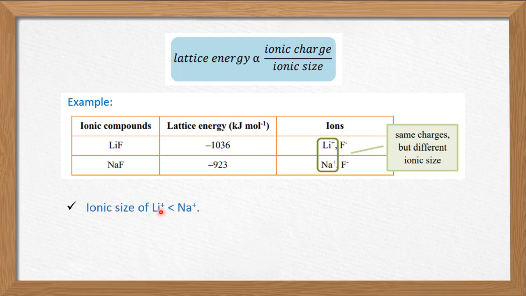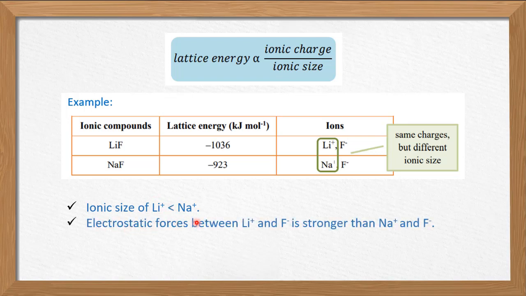The ionic size of lithium, Li+, is smaller than Na+, as we know that going down the group, the size increases. Li sits on top of sodium in the periodic table, therefore Li+ is smaller. Therefore, the electrostatic forces between Li+ and F- are stronger than those between the sodium ion and fluoride ion. And we make a conclusion: the lattice energy of LiF is bigger than NaF. So the lattice energy of lithium fluoride is bigger than sodium fluoride.